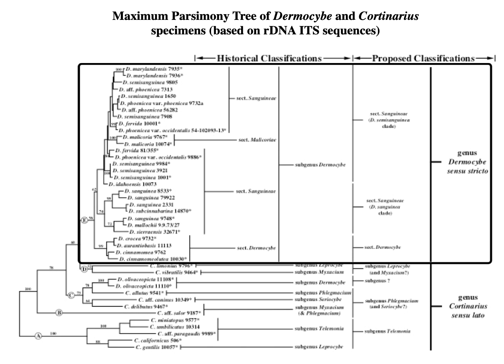And so this entire part up here is Sanguinea and Dermocybe, and we get rid of this one called Malicoriae. It doesn't seem to be a natural taxonomic group.